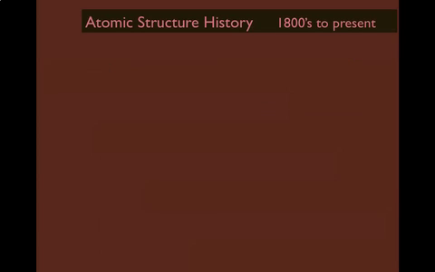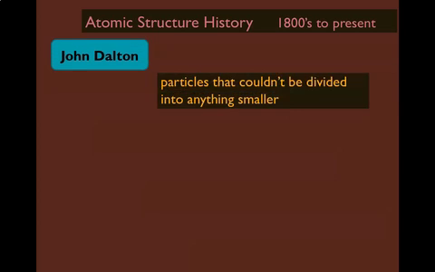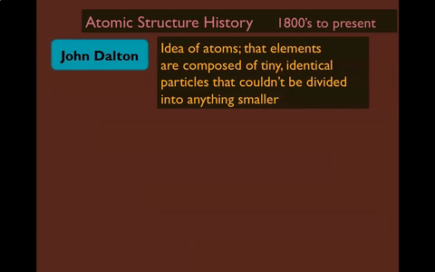There was some work done in ancient Greece with Democritus. He had an idea of having very small particles making up everything, but that's about as far as they got until the 1800s. So the first one we're going to talk about is John Dalton. He had the idea of atoms. He took that idea and made it a little bit more specific. He said that elements are composed of tiny identical particles that couldn't be divided into anything smaller.